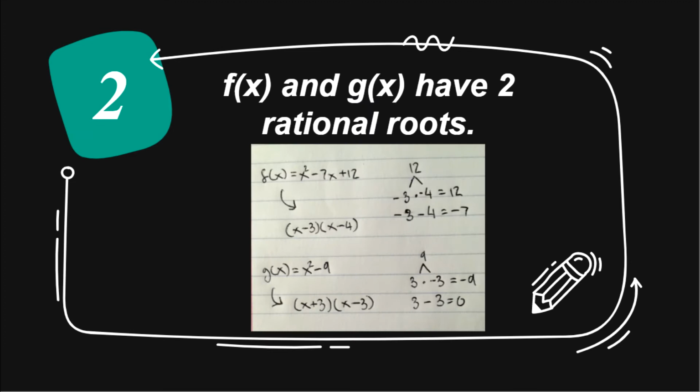F of x and g of x have two rational roots. For f of x, we find that negative 3 times negative 4 equals 12, and negative 3 minus negative 4 is equal to negative 7. And for g of x, 3 times negative 3 equals negative 9, and 3 minus 3 equals 0, giving us the two roots for both functions. For f of x, it's 3 and 4, and for g of x, it's negative 3 and 3.